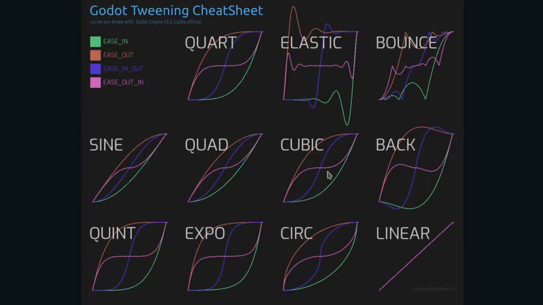So here's a look at the different transition types. You've got a few different options. I'm using expo down the bottom here, which you can see is quite, especially with ease out, a steep curve up to the top straight away. So there's a lot of different options. You can always refer back to these images if you need to sort of get an idea for how things will behave. Graphic there is made by Reddit user Wandom Pulin, so thank you for that.